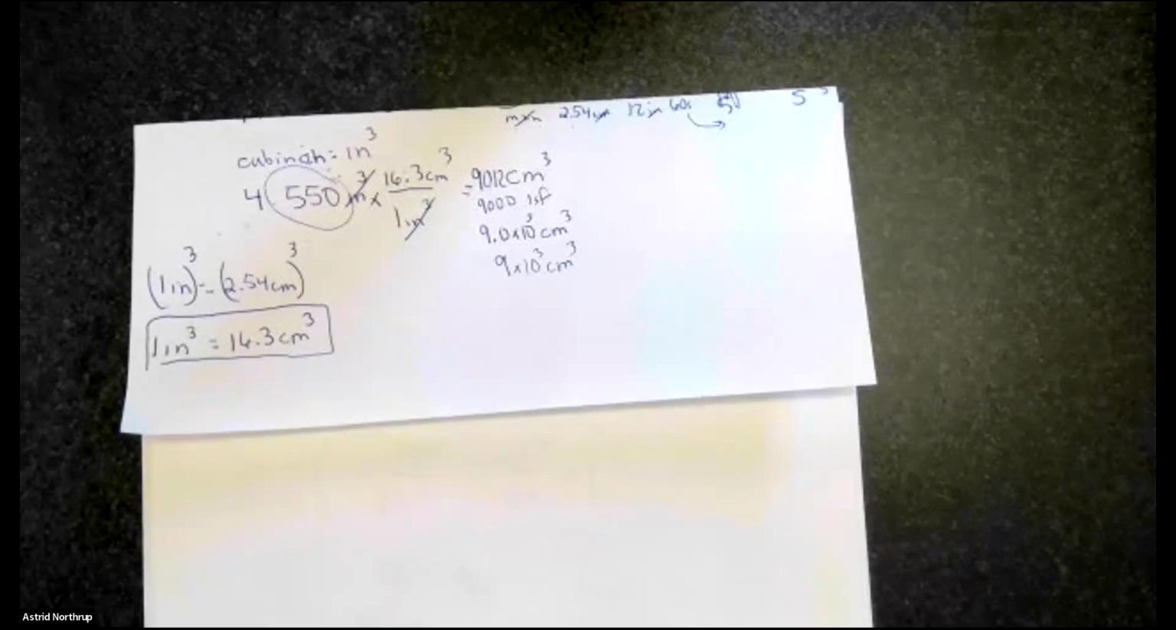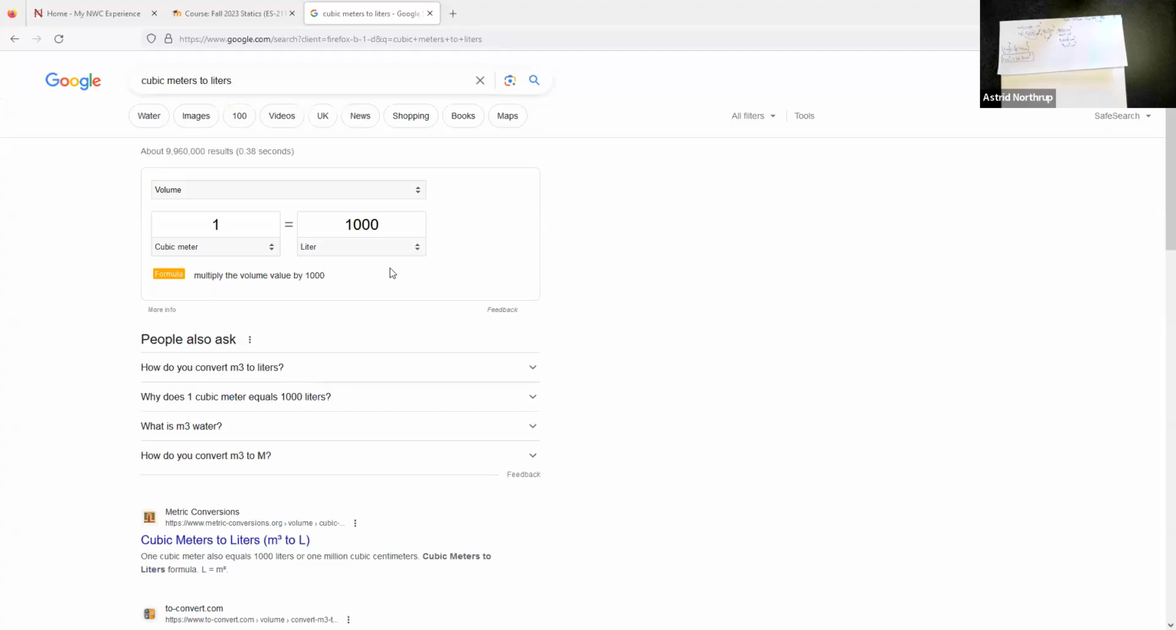So you can say cubic, and sometimes it's easier to type in cubic meters to liters. I'll pull this back up. And you'll just get a conversion, which can be quite helpful. So 1 cubic meter is 1,000 liters. So that means a cubic meter is a lot, right? I mean, if you think about it, a half gallon of milk is roughly 2 liters, so a cubic meter is 1,000 of those. That's 3 feet by 3 feet by 3 feet. So that's a lot of volume. But there's your conversion factor.